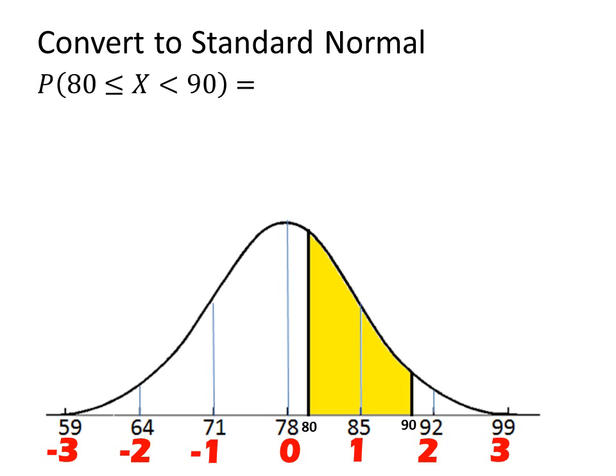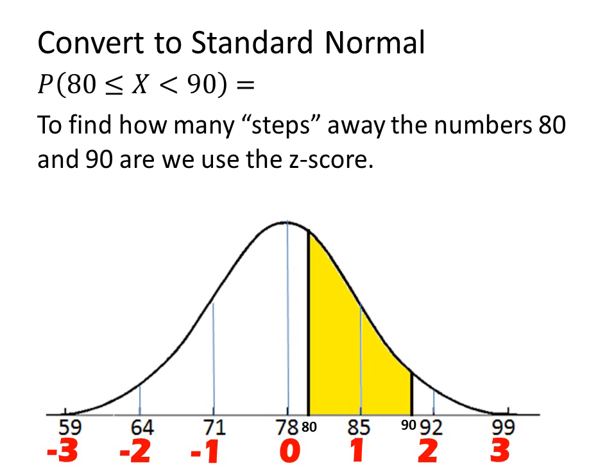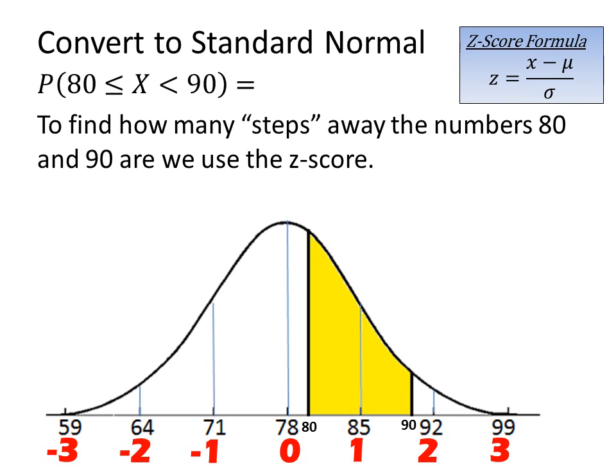Well, if you think about it, what this is actually asking is, how many standard deviations away from the average is 80? And so how we would solve that is we use the z-score. To find how many steps away each of these numbers are from the average, we use the z-score. Now remember, our z-score formula was that z is equal to x minus the average divided by the standard deviation. So the z-score for 80 is 0.29, and the z-score for 90 is 1.71. Which is kind of what we had expected.